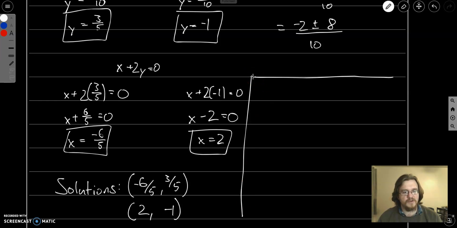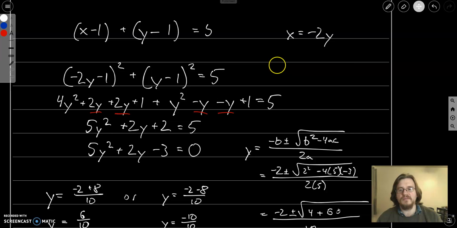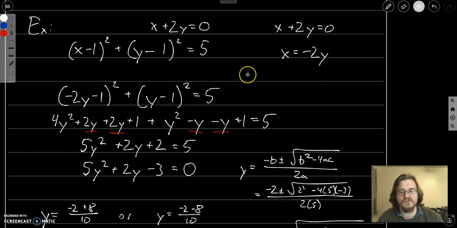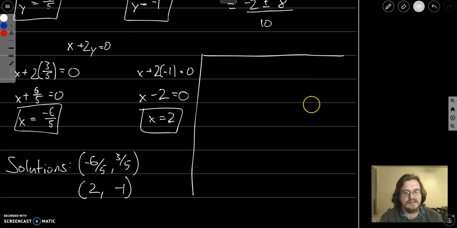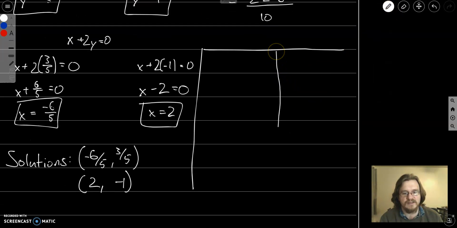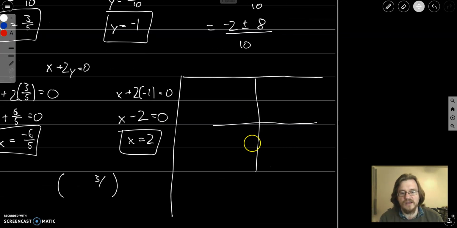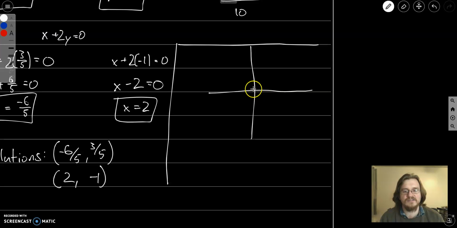I'll just draw a picture of what's going on here really quickly. Both of these we can graph, in fact. So for this top line, we nearly solved it for y here. Let me just mention that that top line is in fact just a straight line, and it is y is equal to negative 1/2 x. So this line will look like this.